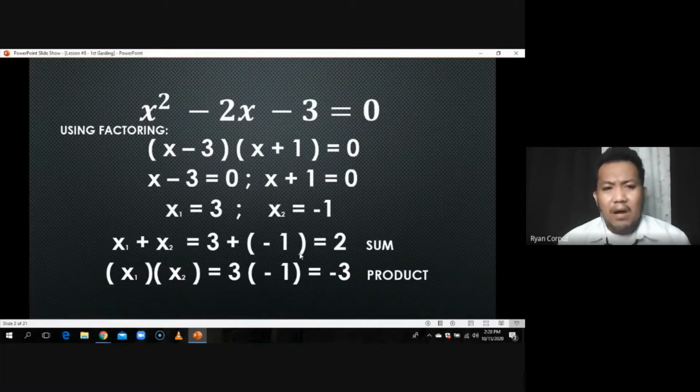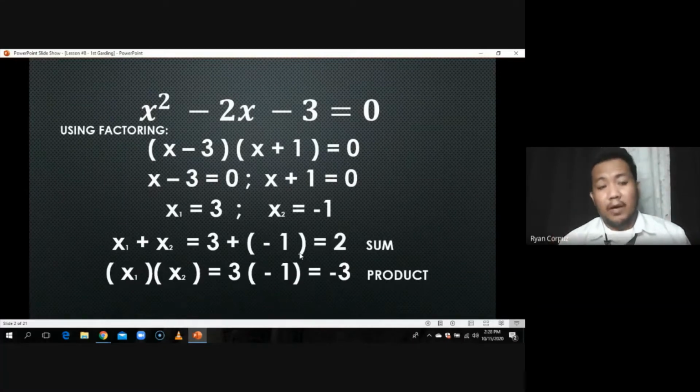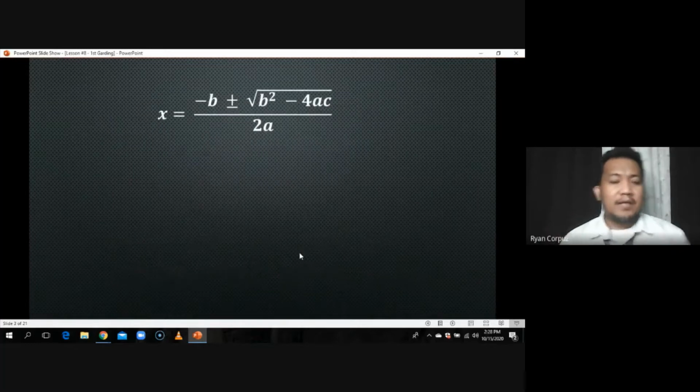So now, how do we get the sum and product of the roots in a given quadratic equation without even solving for the given quadratic equation using any method? We do have a simple way of doing it. So how is that? Let's have this given quadratic formula here. This quadratic formula will help us identify the easier method that we can apply in order to find the sum and the product of the roots.